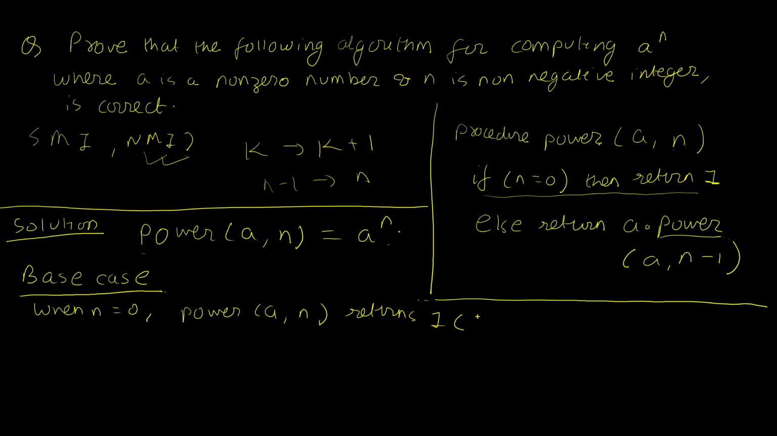You can refer to the line. I'll say it returns 1 from line number 2. Also, I can verify that by using the value that I want: a raised to the power 0 is equal to 1. Therefore, I can say the function works in the base case.